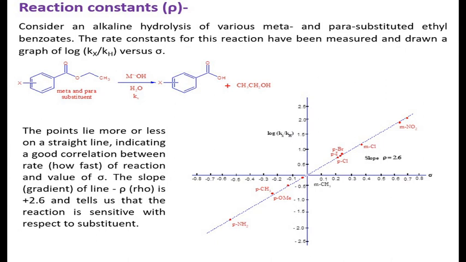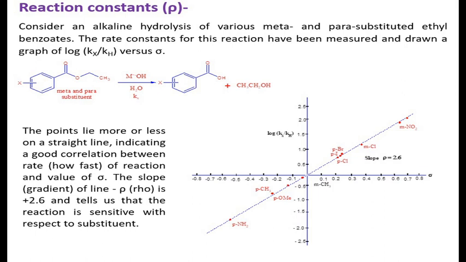Now we focus on reaction constants. In the Hammett equation, there is log of k upon k0 is equal to sigma rho, where rho is the reaction constant. How is this rho, or reaction constant, obtained from a particular reaction?